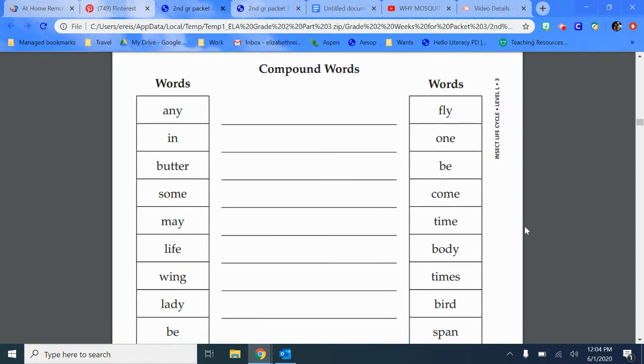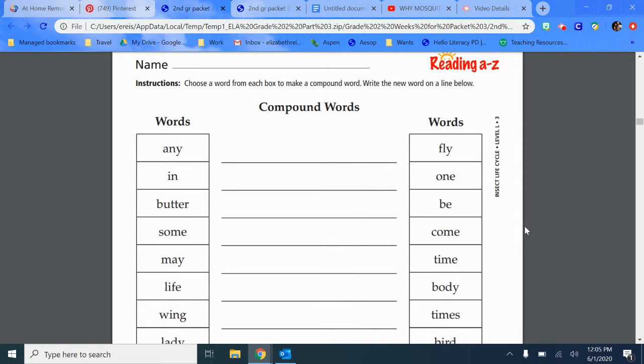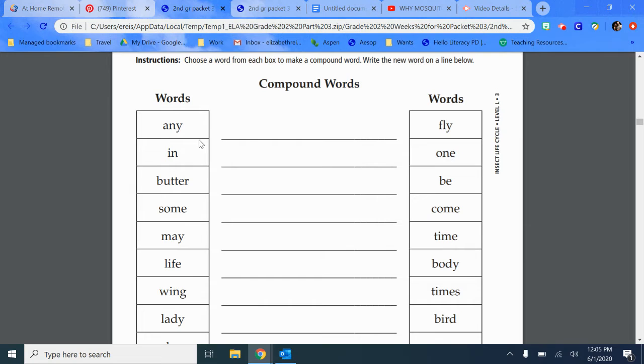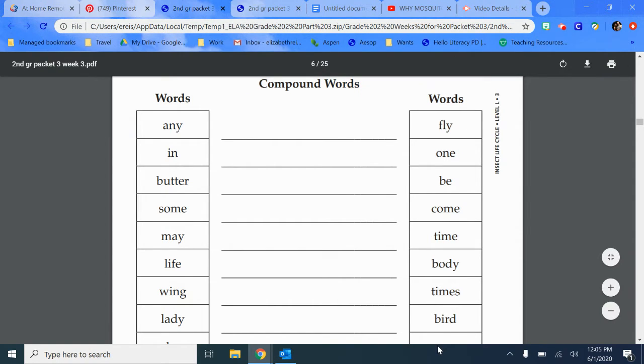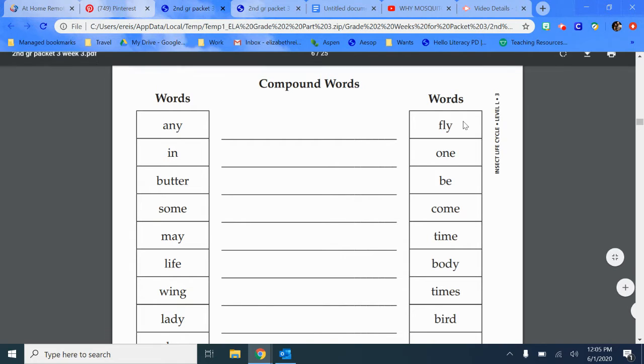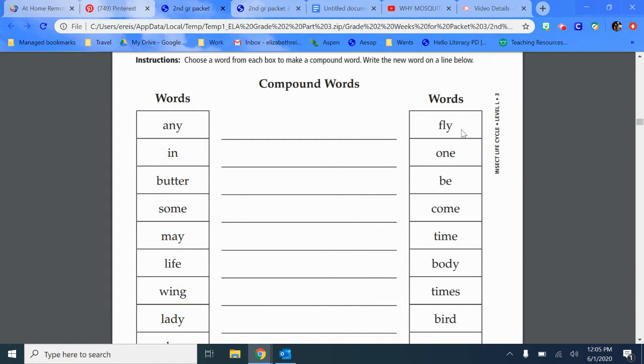The first thing you're going to do today is this worksheet where you're creating a compound word. So you're going to use the words from this list and the words from this list to create words. Okay? So an example, if I look at the word butter and then I go over to this column, I'm going to figure out a word that sounds right. Butterone, buttercome, butterfly. Which one of those words is a real word? Butterfly. So you're going to write that word here on the line.